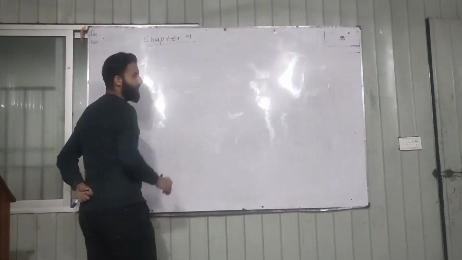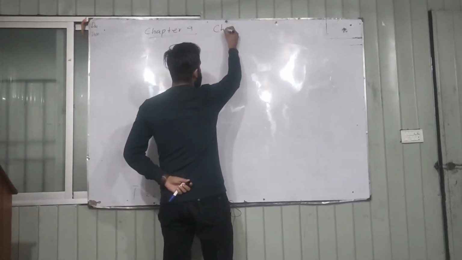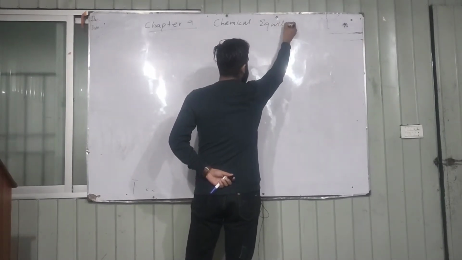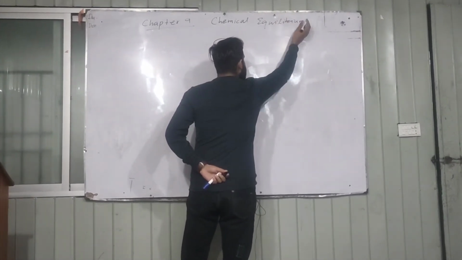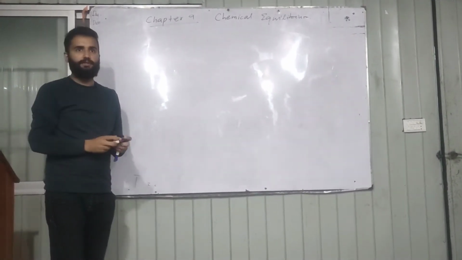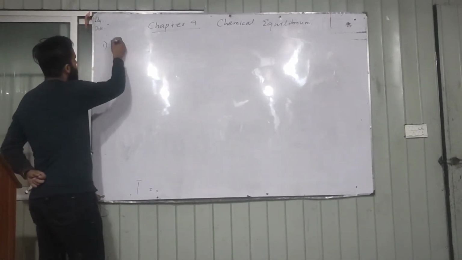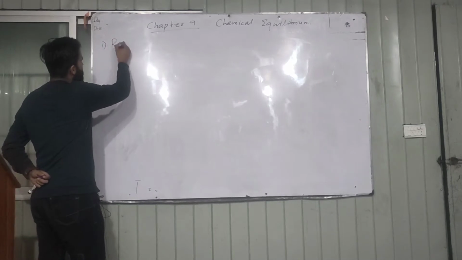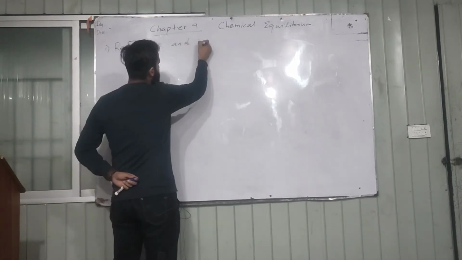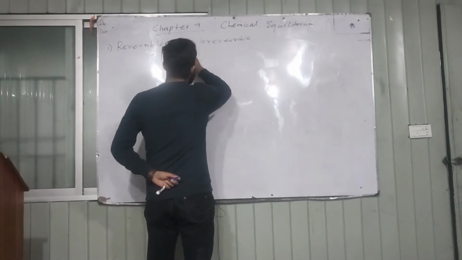Today we are going to study our first chapter, which is chapter number 9 in your textbook, and the chapter name is chemical equilibrium. First of all, there is only one definition that you have to understand: what are reversible and irreversible reactions, reversible and irreversible processes?